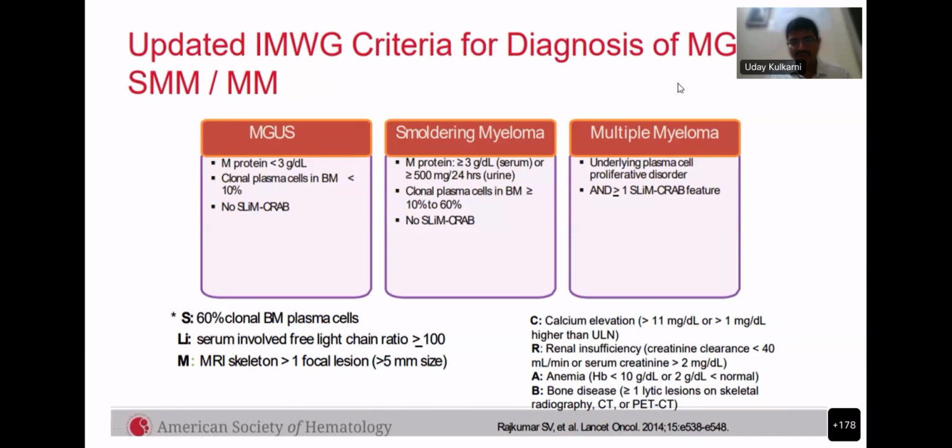Now, vis-a-vis this, multiple myeloma is defined as an underlying plasma cell proliferative disorder and one or more of any of these criteria being present. The criteria for calling a multiple myeloma, any of these criteria with bone marrow showing more than 10% plasma cells or a biopsy proven plasmacytoma. That's the current definition of a multiple myeloma.